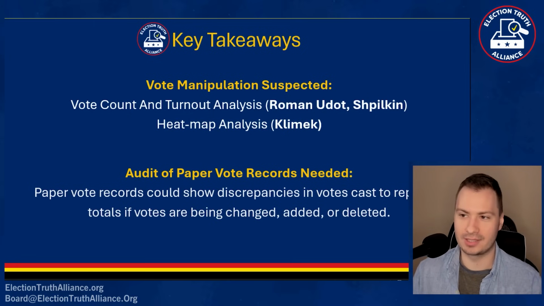Our work, as we said, is based upon the work of Roman Udot, Sergei Shpilkin, and Peter Klimek, who have all published their papers, and we reference them in our work. And then, of course, we say all of this to highlight a few things. One, we want audits. For these anomalies, if they are caused by potential vote manipulation, that can truly only ever be determined by doing an audit, by looking at the paper votes. And we can break down the demographics and we can highlight even more anomalies. But ultimately, it comes down to audits.